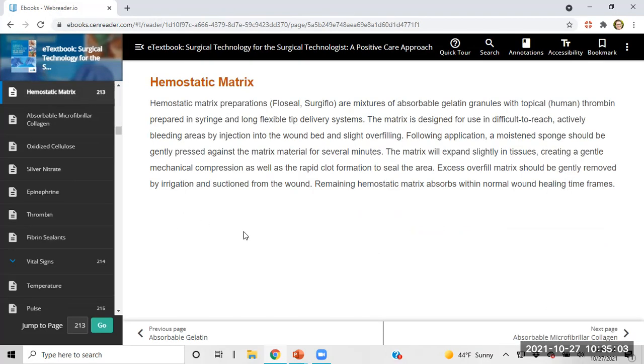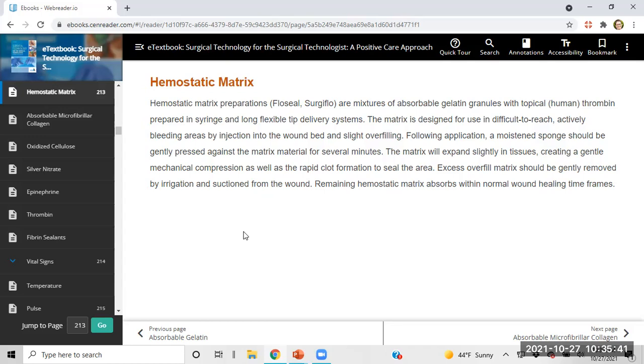And then of course the hemostatic matrix. This is like FloSeal or Surgiflo. Again, these are gelatin granules, and they have human thrombin embedded in them. They can take that and just apply it to the wound area that is bleeding, and it will expand in the tissue and create a kind of compression. I kind of think of this, and even the gel foam, like that insulation foam that you can spray: once you spray it, you watch it and it continues to expand.